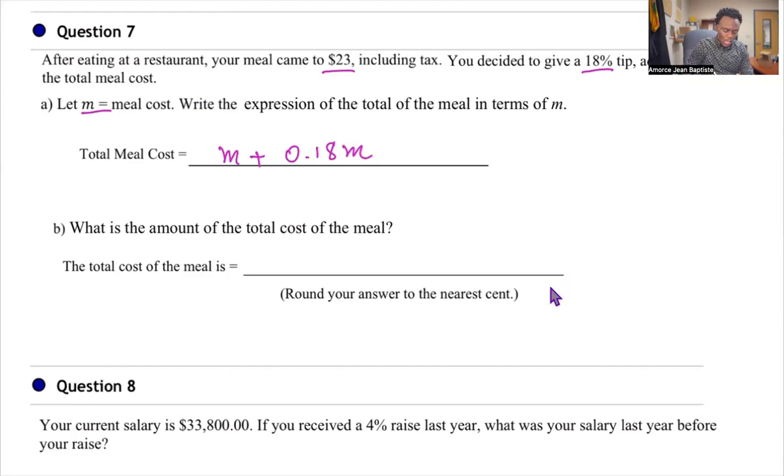And then in this case, it says, what is the amount of the total cost of your meal, given that M is 23? So that's 23 plus 0.18 times 23. And if you use your calculator, 23 plus 0.18 times 23, that is 27.14.